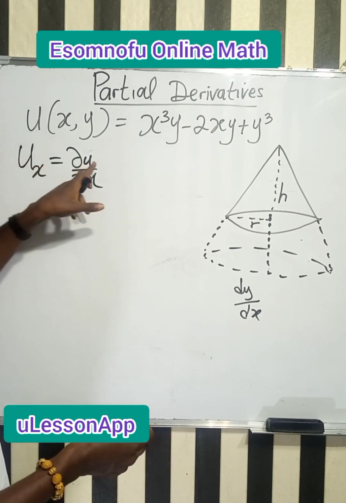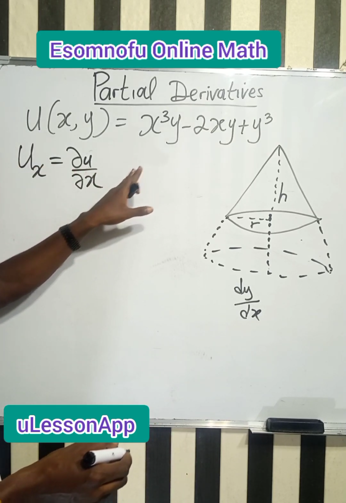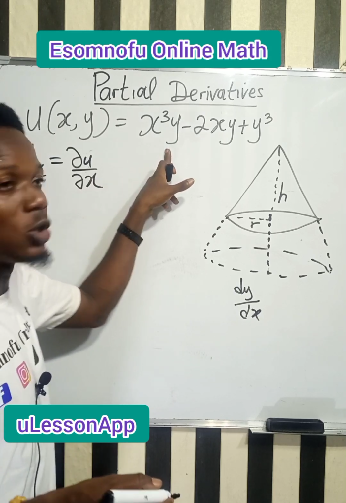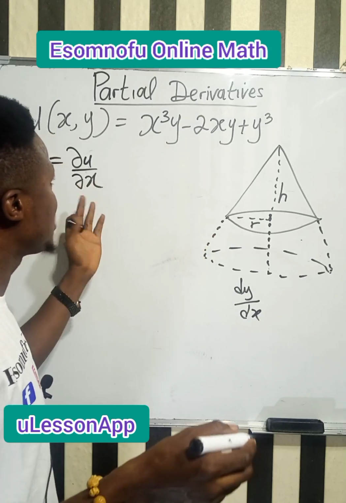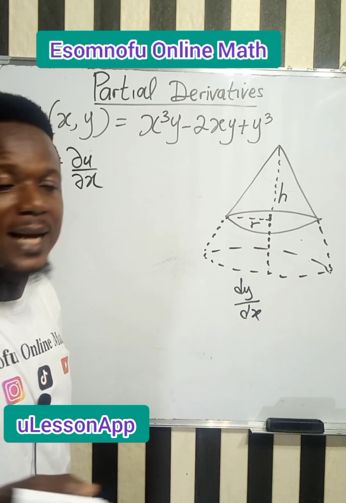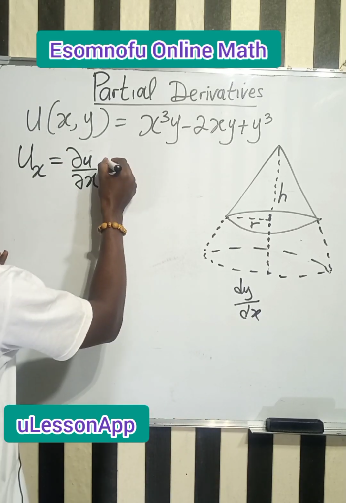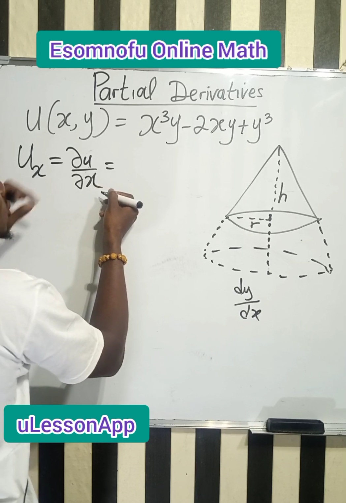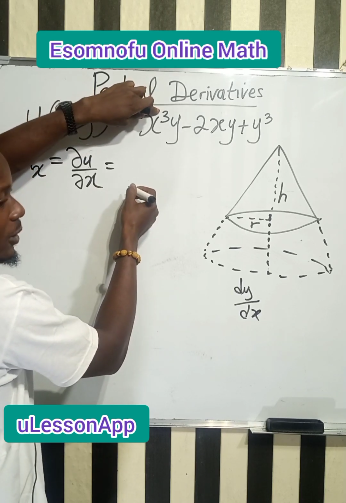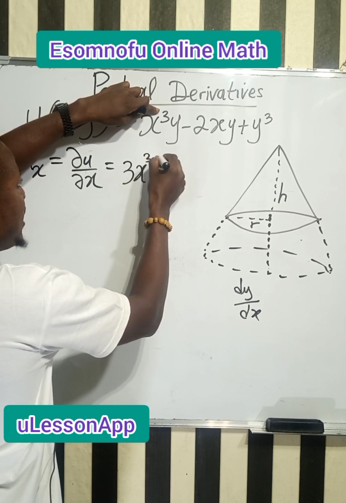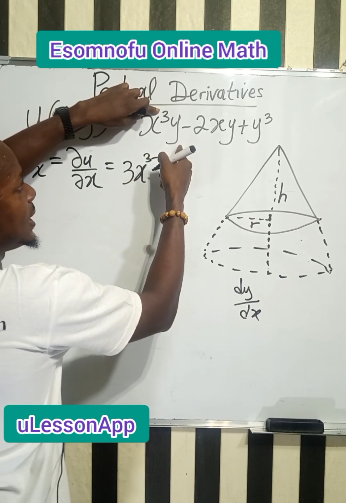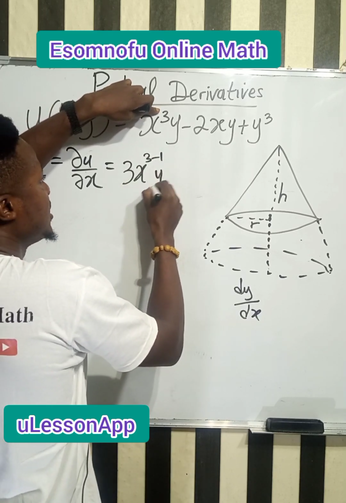In differentiating this with respect to x, you have to treat your y as a constant. All right? And when you differentiate with respect to y, you also treat x as a constant. Now, delta u over delta x will be, this is the power of 3 for x. If I differentiate it, the power of 3 comes to the back, x to the power of 3 minus 1. y is a constant, so you still leave it.